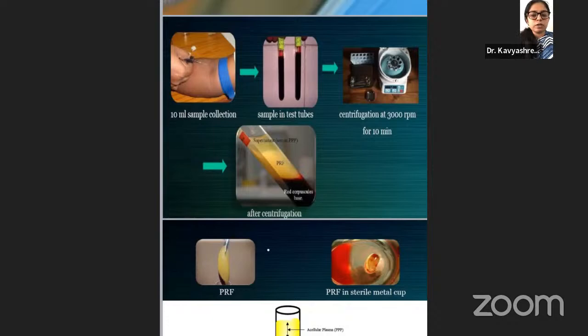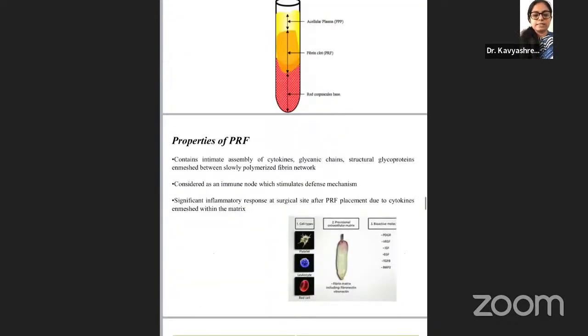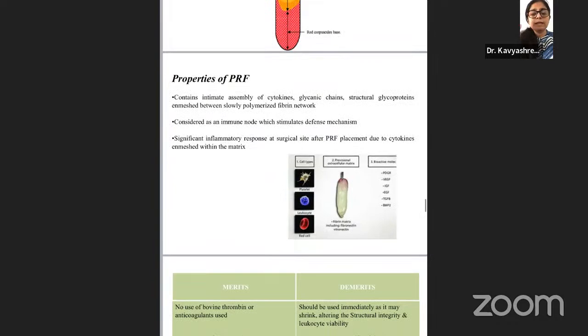At 3000 rotations per minute for 10 minutes, 3 layers will be formed. The upper layer will be platelet-poor plasma, with no platelets. The middle part will have the PRF and the lower part will have the red corpuscles, that is RBCs. Here we can easily remove the PRF, which will be like a gel form. We can place it in a sterile metal cup and then place it in the required site. So this is a very easy and very quick procedure which can be done.